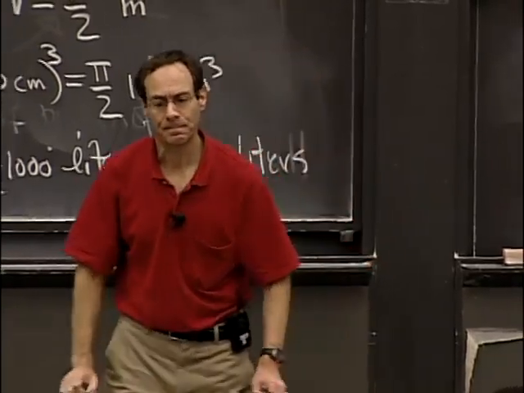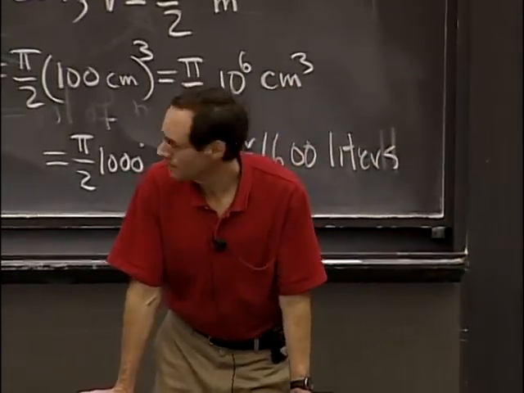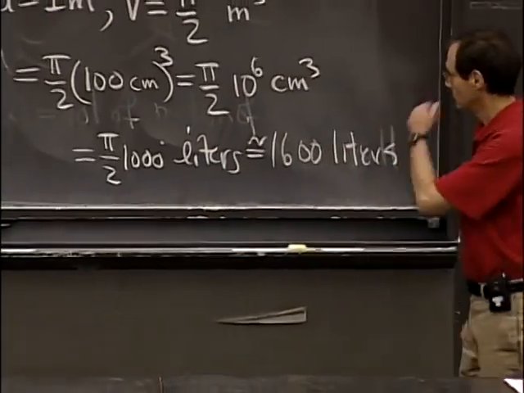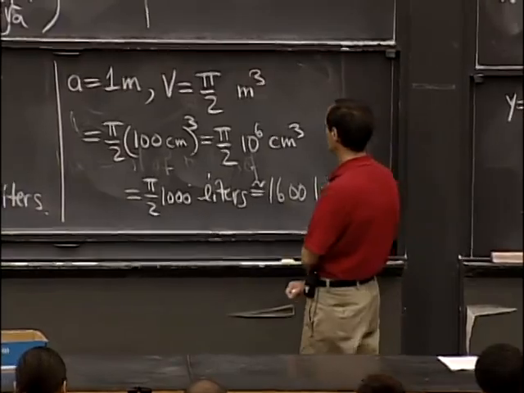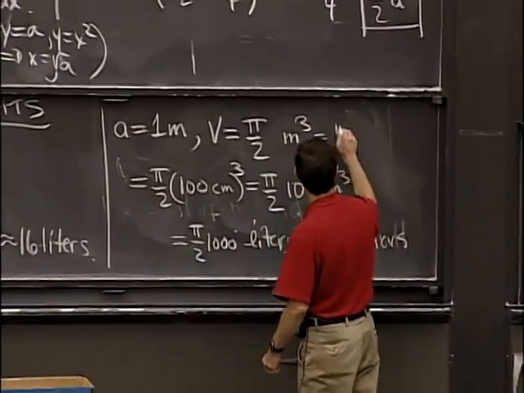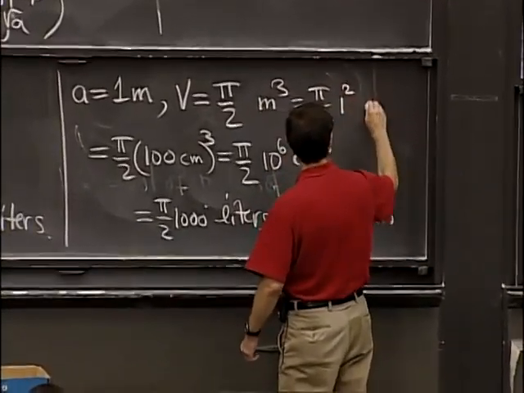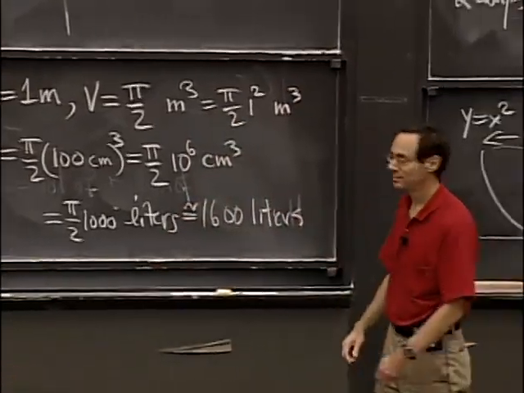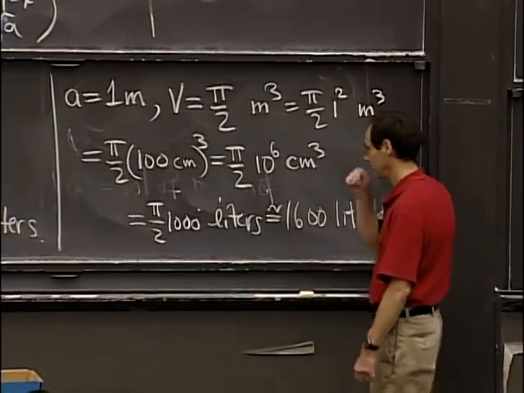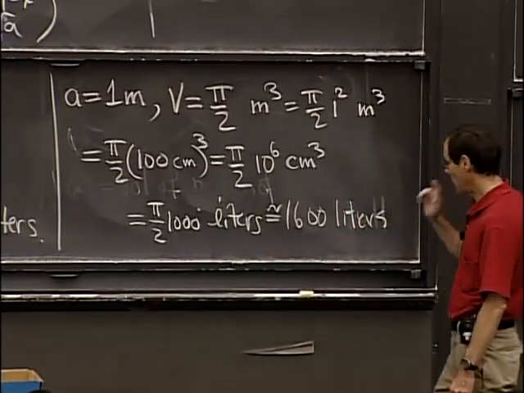In your second case, though, I still don't understand. Isn't V equal to pi over 2 multiplied by a squared, which is 1 in this case? So it's 100 centimeters squared, right? No, because a is 100 centimeters, which is 1 meter.